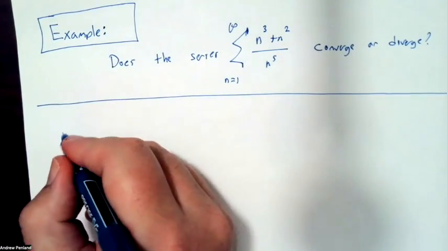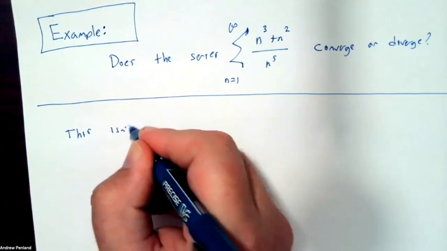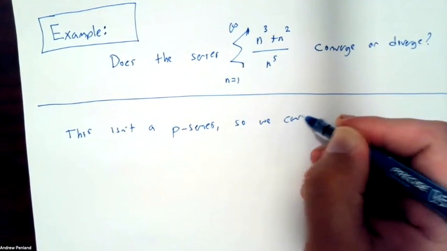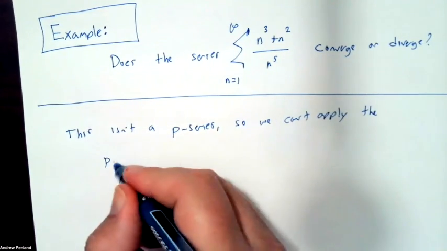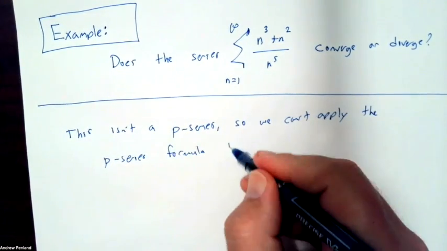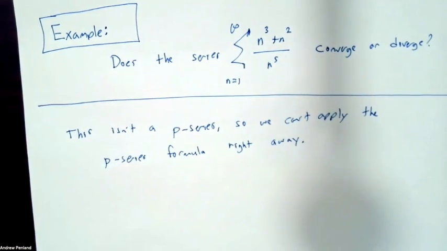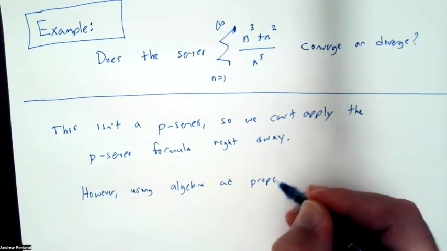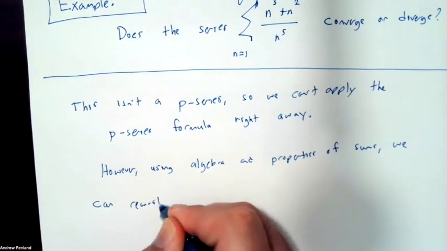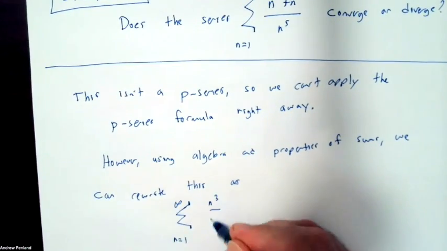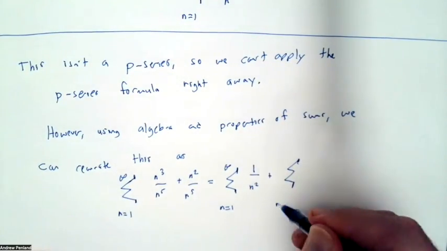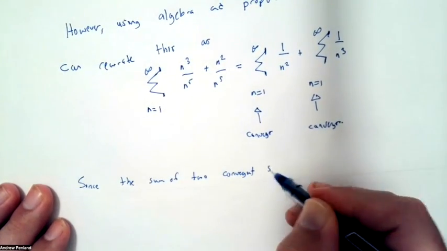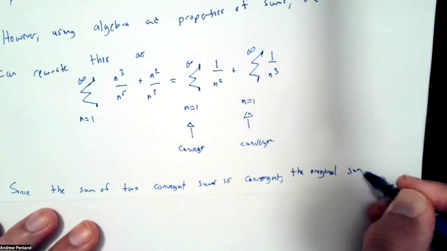Another example. Consider the infinite sum from n equals 1 to infinity of n cubed plus n squared all over n to the 5th. Does this series converge or diverge? This isn't a p-series, however we can use algebra to rewrite this as the infinite sum of n cubed over n to the 5th plus n squared over n to the 5th. We're allowed to then split the sum so we have the infinite sum of 1 over n squared plus the infinite sum of 1 over n cubed. Each of these is a p-series with p greater than 1, so both of these series converge. The sum of two convergent series is convergent. This means our original series converges.